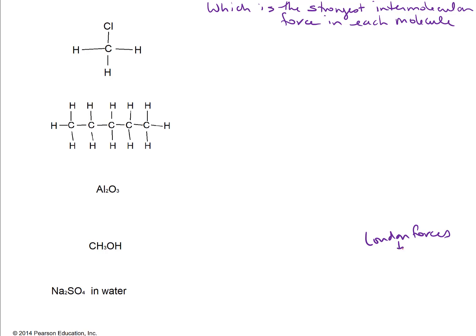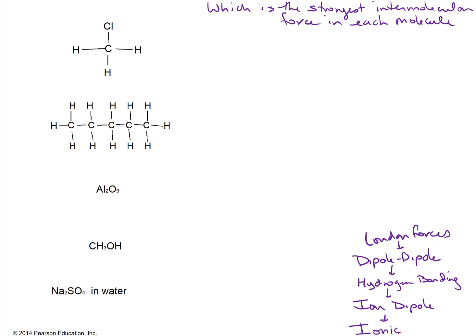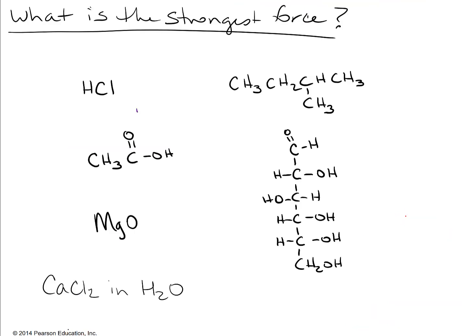In terms of order, London forces are the weakest. Then you have the just basic dipole, which is the polarity. Then you have hydrogen bonding. Even stronger than hydrogen bonding is the ion dipole. And the strongest of all the intermolecular forces is ionic. So those are the 5, weakest to strongest. Correct.